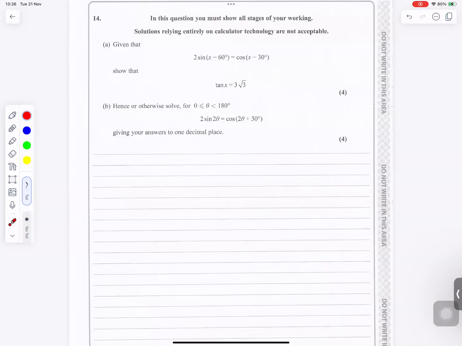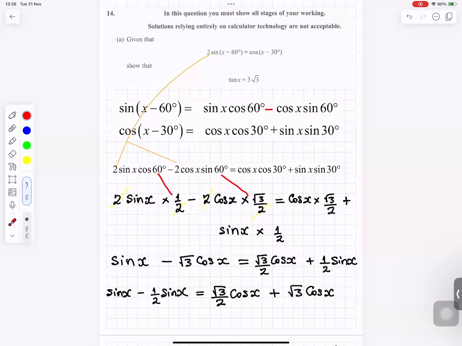Question 14. We start by expanding this. So imagine the 2 is outside each of them. Use the compound angle formula to expand that, and then expand the right-hand side. And then from there now, we would use the calculator.